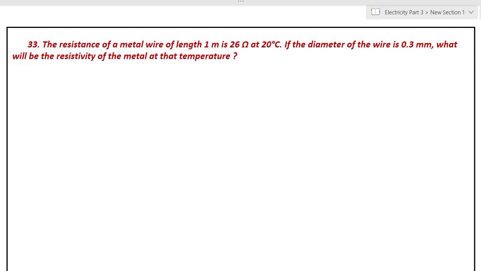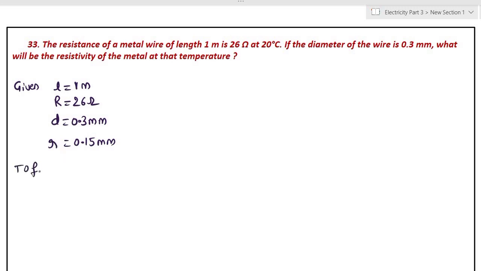The resistance of a metal of length 1 meter. What he had given: length is equal to 1 meter and resistance is equal to 26 ohm, and the diameter of the wire he had given 0.3 millimeter. So this can be written as 0.15 millimeter, that is the radius of the conductor. What will be the resistivity of the conductor? He is asking in the problem.